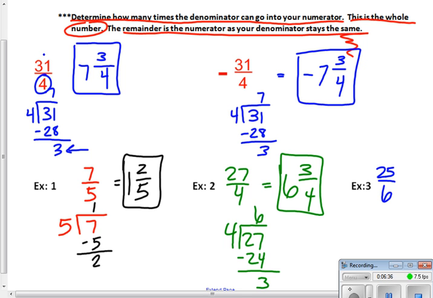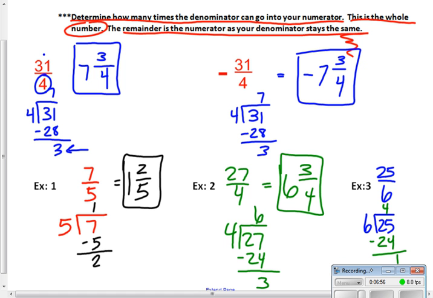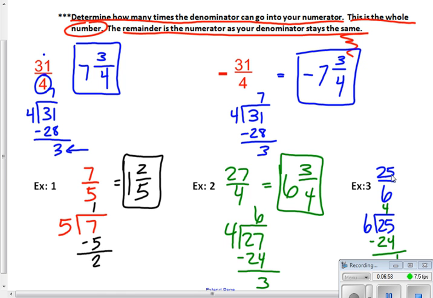Alright, now that we're back, 25/6 again. Figure out how many times 6 goes into your numerator. 6 can go into 25 4 times. 6 times 4 is 24. We get that remainder of 1. So our answer, the whole number, is 4. The remainder 1 is my numerator, and the denominator stays the same. So we have 4 and 1/6.